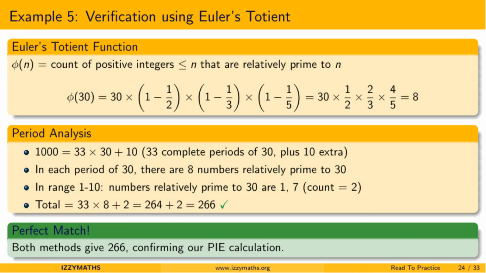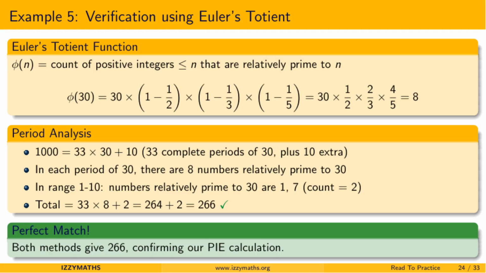Let's verify our answer using Euler's totient function. The function phi of n counts positive integers less than or equal to n that are relatively prime to n. For phi of 30, we calculate 30 times (1 minus 1/2) times (1 minus 1/3) times (1 minus 1/5). This equals 30 times 1/2 times 2/3 times 4/5, which equals 8.